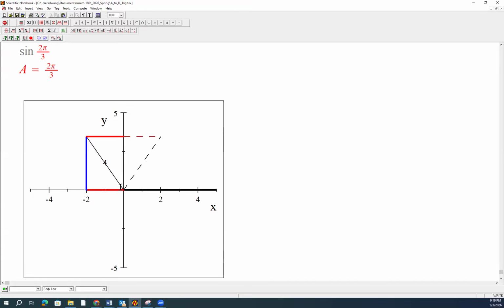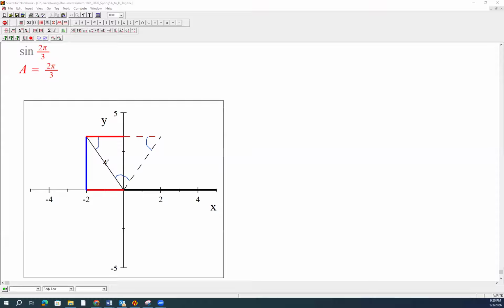The red is negative, blue is positive. However, how do we handle a situation like this? Let me give you a narrative. For the terminal here, we know this is 30 degrees, pi over 6, and this is another 30 degrees. The whole thing together makes 60 degrees, pi over 3.